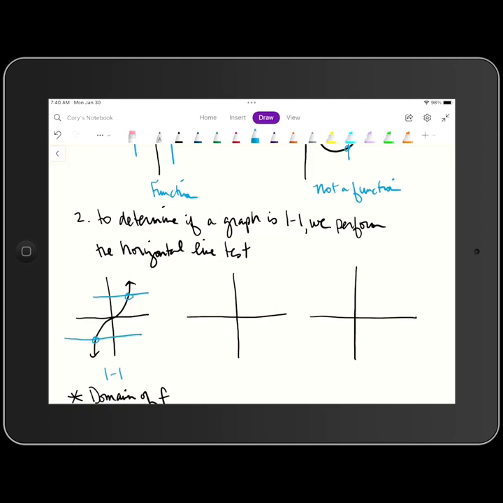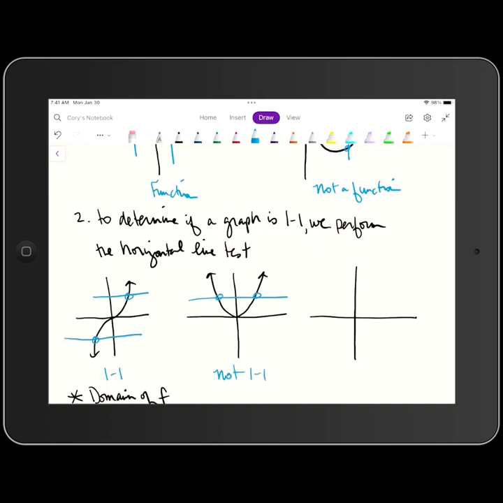There are a couple of examples of functions that we've looked at in this class that are not one-to-one. We can take the function that we looked at up above, x squared. That is a function, it passes the vertical line test, but it's not one-to-one because if I draw a horizontal line anywhere except the vertex, it's going to intersect the graph in more than one point.